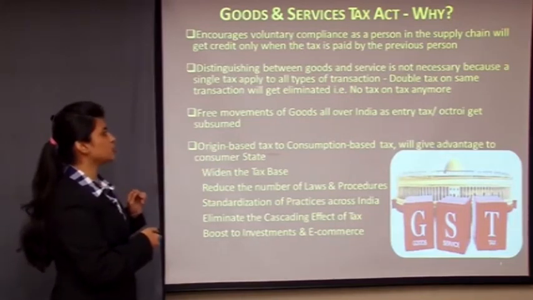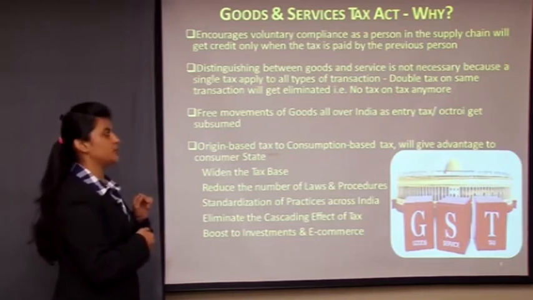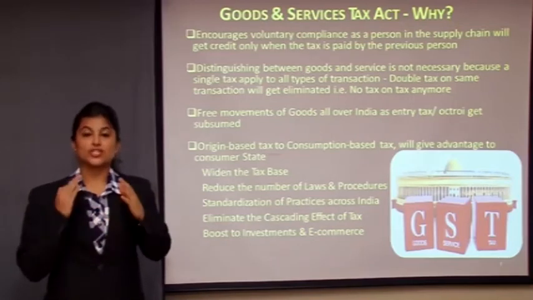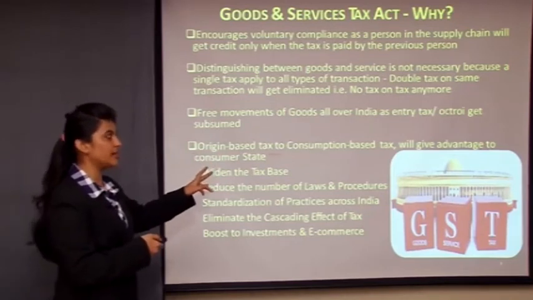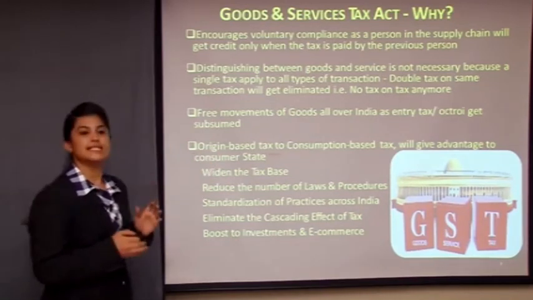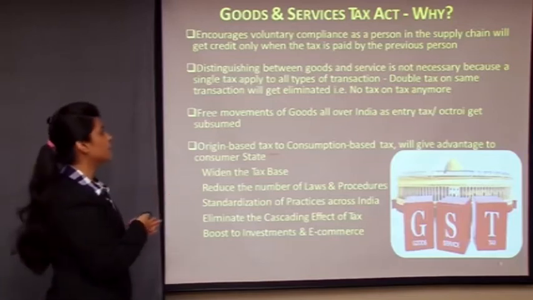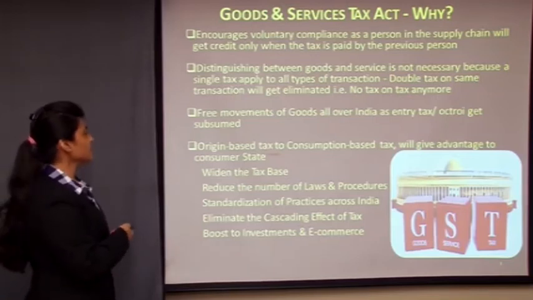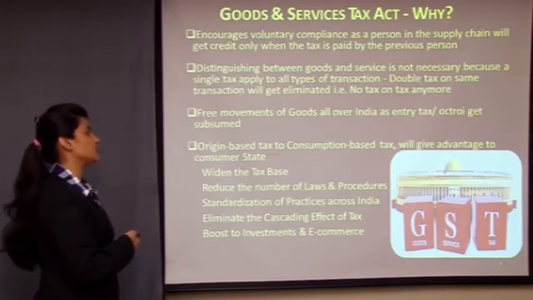Free movement of goods all over India, as entry tax and octroi get subsumed. As I told you before, subsumed means the tax is going to be merged. So GST has merged these two also, entry tax and octroi. These two taxes also get subsumed, and you don't have to pay any tax, so you can move your goods all over India.